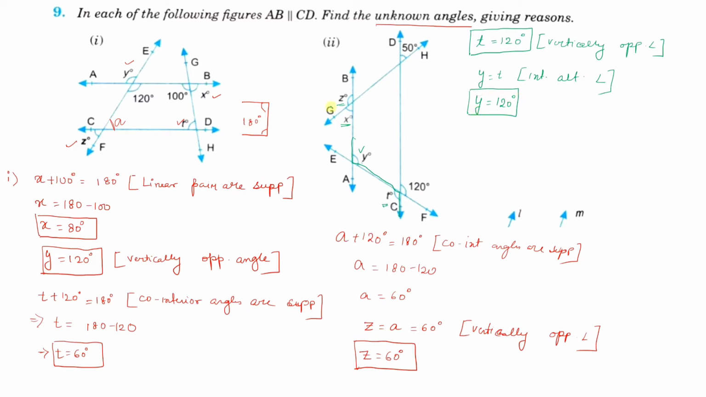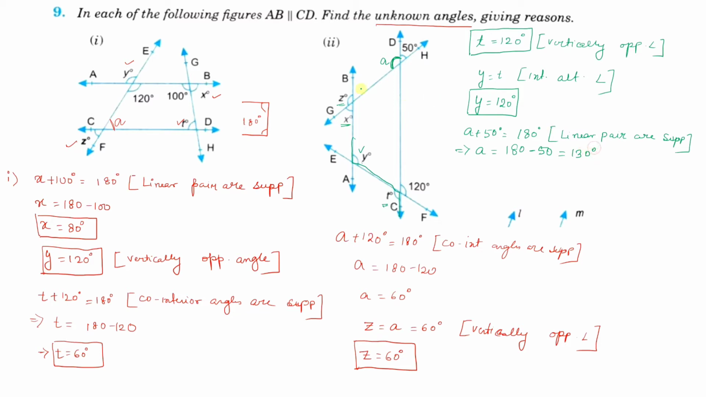Next, what do we have to find? Let us name it as a because we are not finding any of the relation. So let us name it as a, and a and 50 will be a linear pair. So they will be equal to 180 degree. The reason will be linear pair are supplementary. So the value of a will be what? 180 minus 50, that is equal to 130 degree.